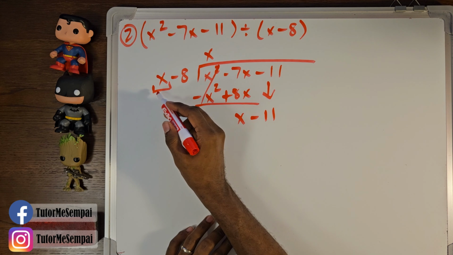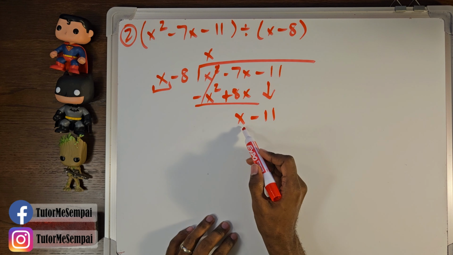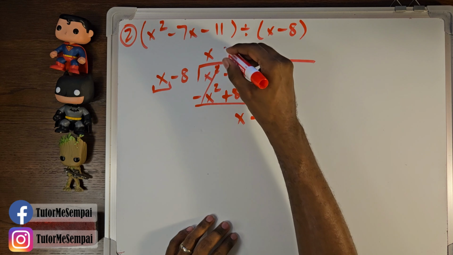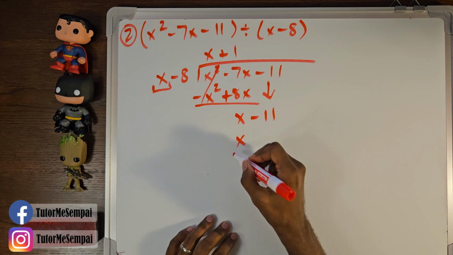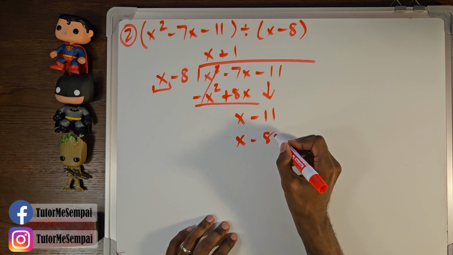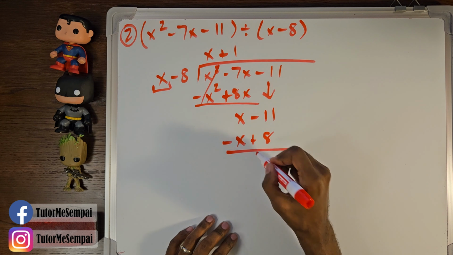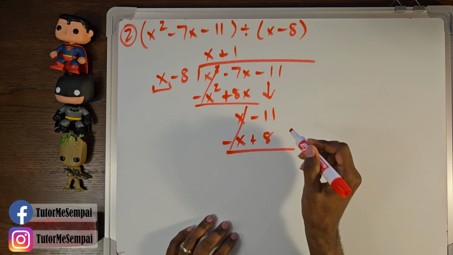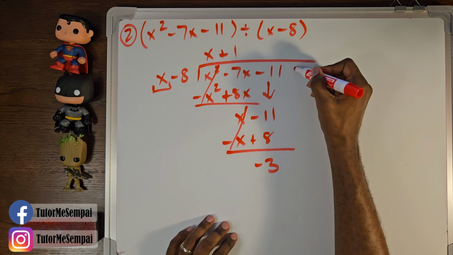Now we look at this x again, and we're going to see what do we multiply this x by to get this x here. Well, that's just going to be a 1. And it's going to be a positive 1. So we multiply 1 times x, gives us that x. And 1 times this negative 8 gives us a negative 8. And we negate everything. So it becomes negative, that becomes positive, that goes away, but this doesn't. This is going to give us a negative 3. We have nothing to bring down.